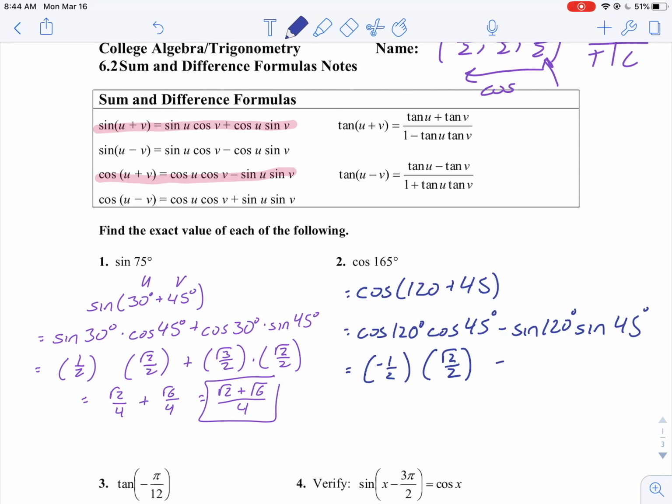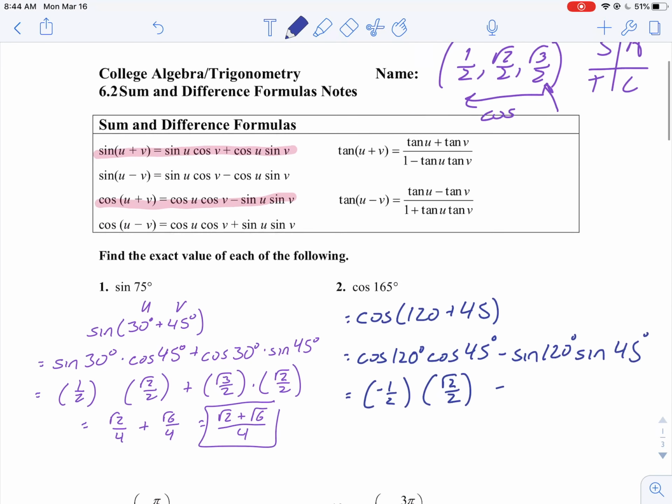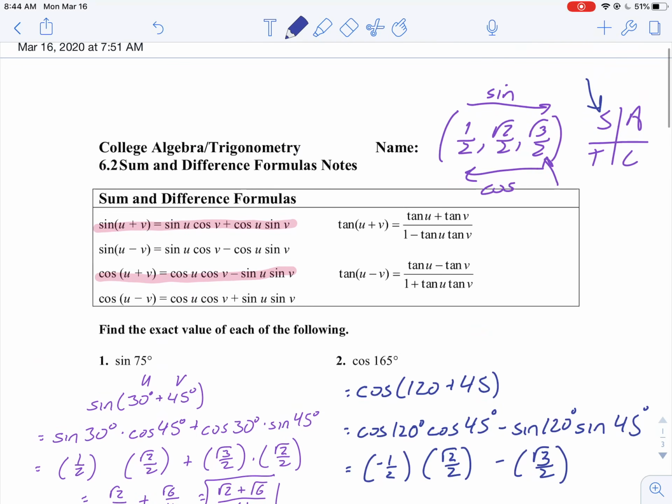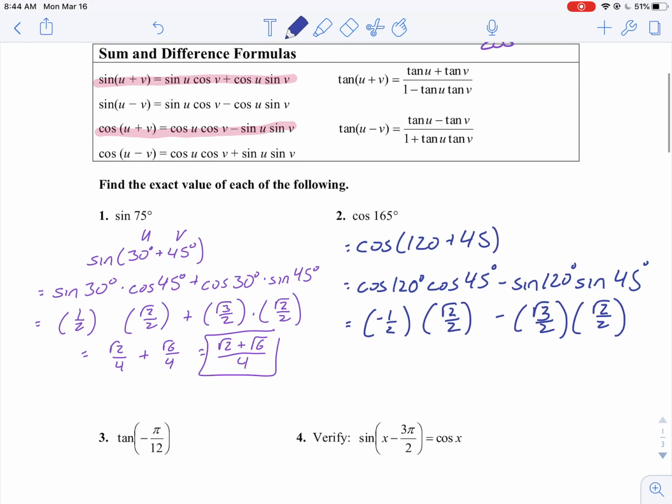Minus the sine of 120 degrees. It's equivalent to the sine of 60 degrees, which is root 3 over 2. And since it's in the second quadrant, according to All Students Take Calculus, sine is positive. And lastly, the sine of 45 degrees is root 2 over 2.